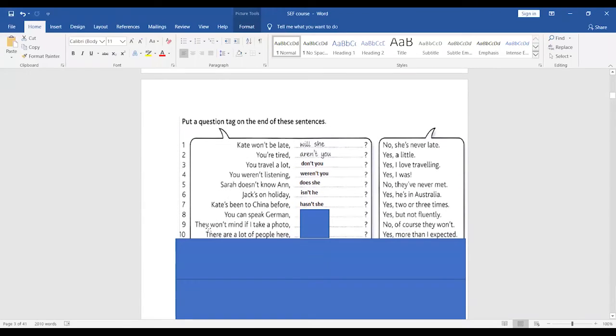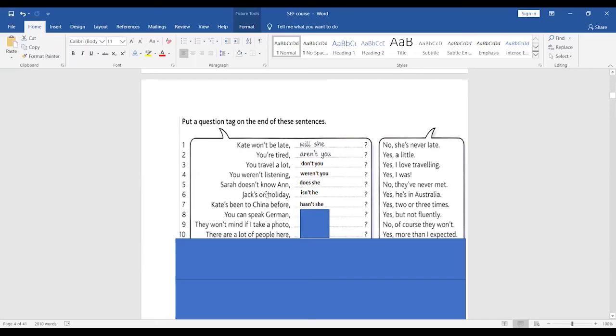Let's take a look at a few exercises. The first exercise is you need to put a question tag on the end of the sentences. There are 7 questions followed by question tags, and 3 of them you need to do. I will do the first 7 for you. Kate won't be late, will she? The response to that is no, she is never late. And the question tag, will she? That is the question tag.